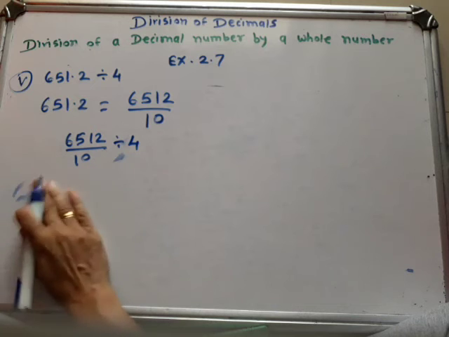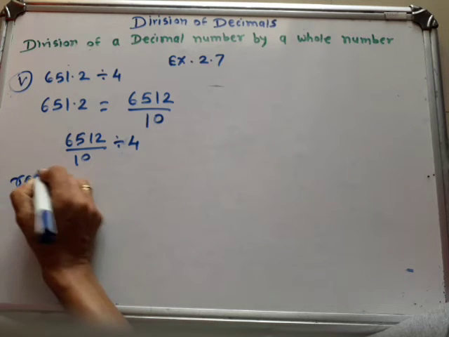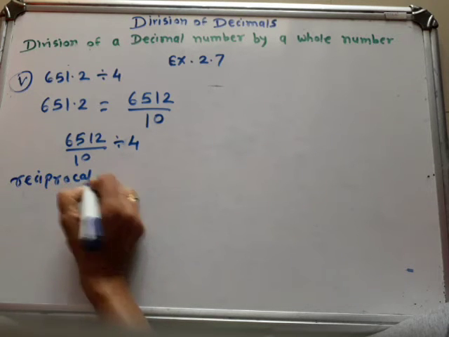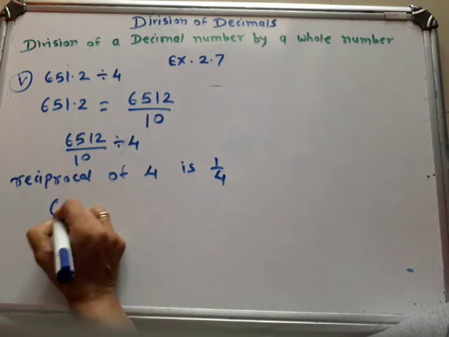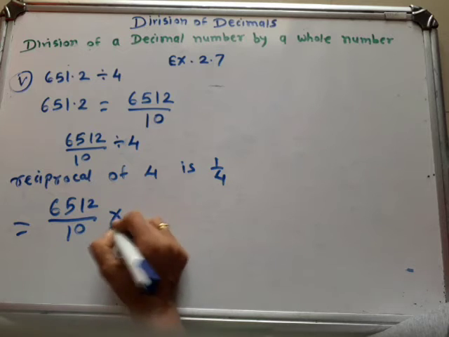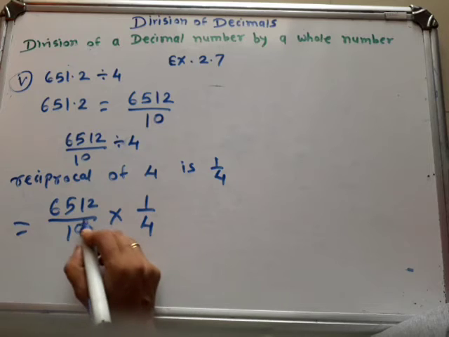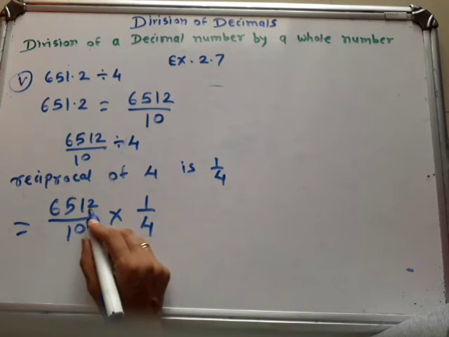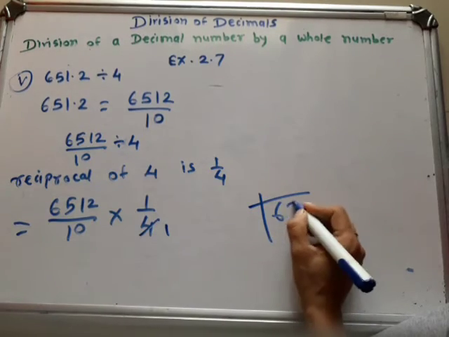Now, to solve it, first you have to convert the division sign into multiplication. So you have to take the reciprocal of 4. What is the reciprocal of 4? It is 1 upon 4. Okay, now you write 6512 upon 10 multiplied by 1 upon 4. Now you have to multiply these numbers. The last two digits are 12, so this number is completely divisible by 4. So you have to divide the number.